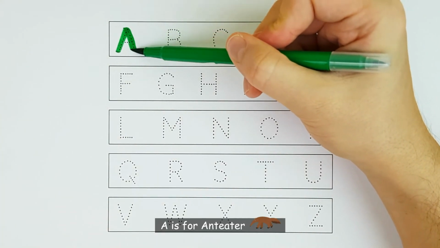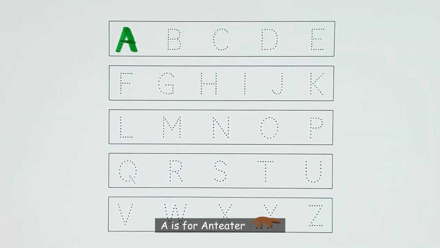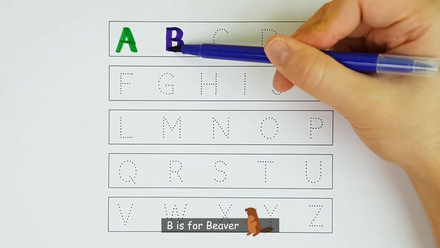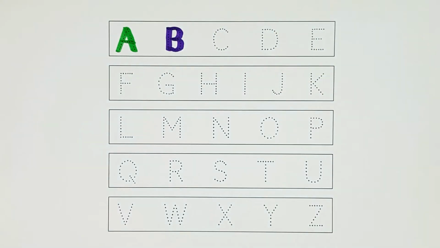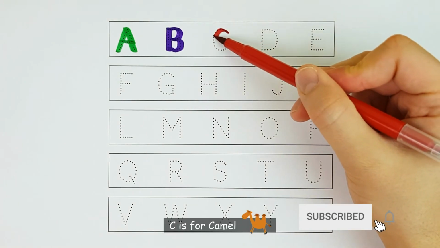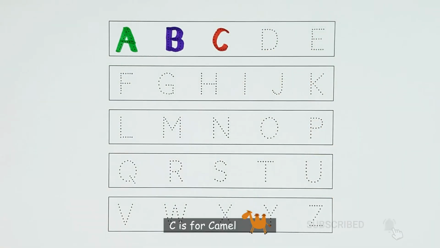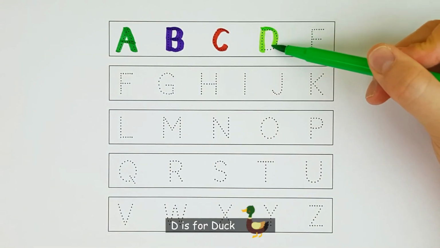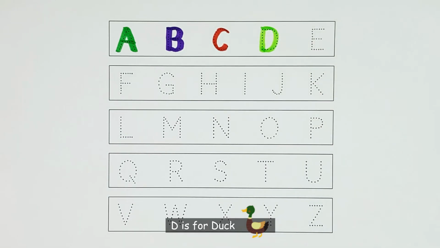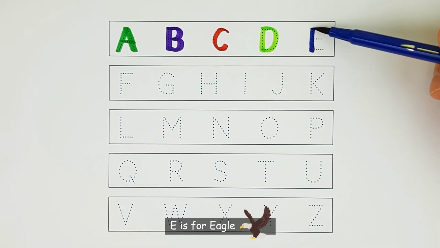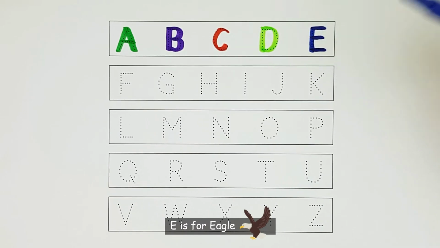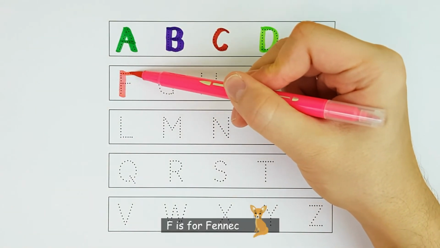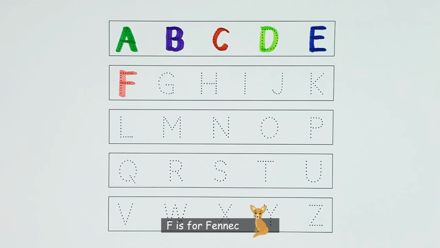A. A is for anteater. A. B. B is for beaver. B. C. C is for camel. C. D. D is for duck. D. E. E is for eagle. E. F. F is for fennec. F.